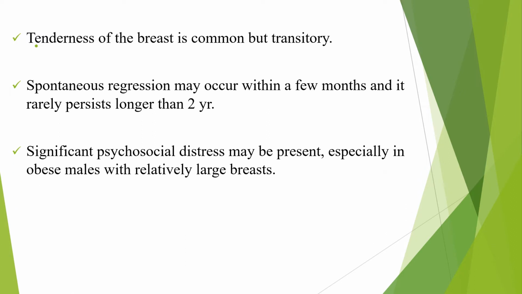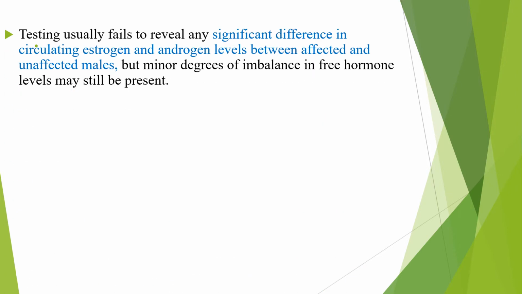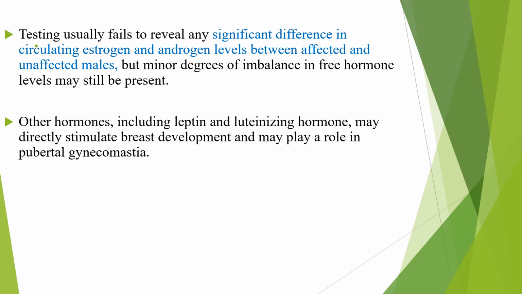Significant psychosocial distress might be present, especially in obese males with relatively large breasts, and the cause is thought to be an imbalance between estrogen and androgen action at the level of breast tissue. Testing usually fails to reveal any significant difference in the circulating estrogen and androgen levels between affected and unaffected males, but minor degrees of imbalance in free hormone levels might still be present. So the main difference in estrogen and androgen is at the level of action at the breast tissue rather than the total body level. Other hormones, including leptin and luteinizing hormone, might directly stimulate breast tissue development, and might play a role in pubertal gynecomastia.